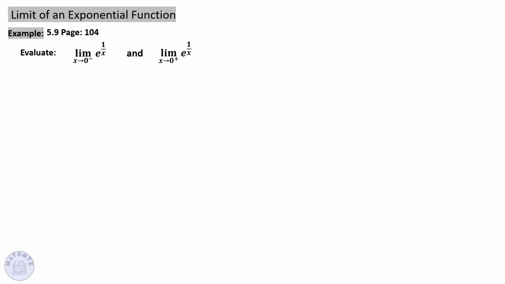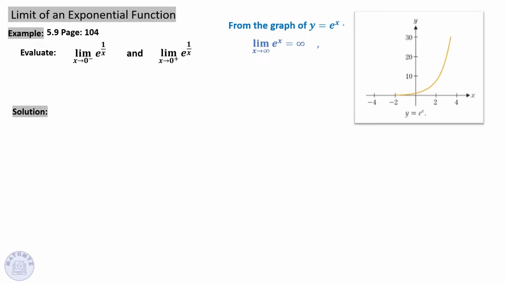Now, without using your calculator, we will be using our knowledge about e power x to do e power 1 over x. So I know that for e power x, when x is approaching infinity, the values of y are approaching infinity. And from the left side, when x is approaching negative infinity, the values of y are approaching 0. So we will be using a substitution.